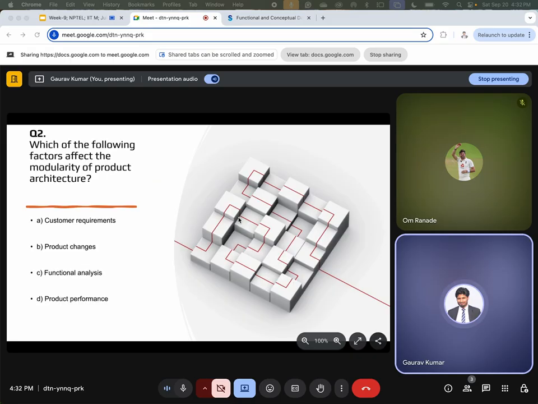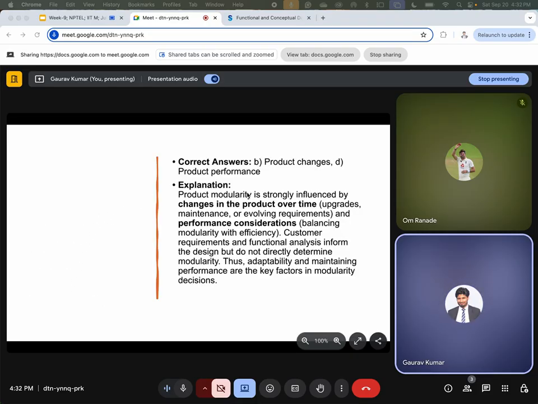So B and D is the right answer: product change and product performance. You may go through this explanation slide. As I have written here, product modularity is strongly influenced by change in the product over time, and performance considerations. Customer requirements and functional analysis inform the design, but do not directly determine the modularity. Thus adaptability and maintaining performance are the key factors in modularity decisions. Okay, now moving towards the next question.